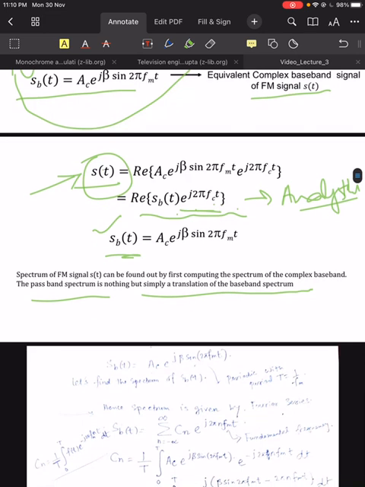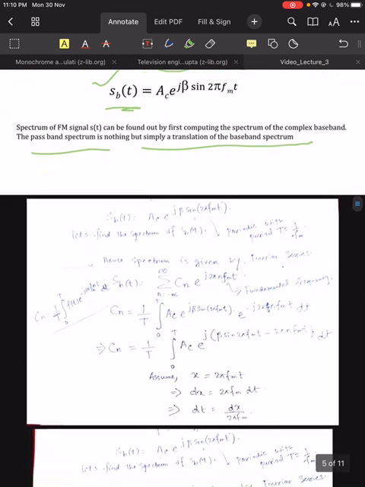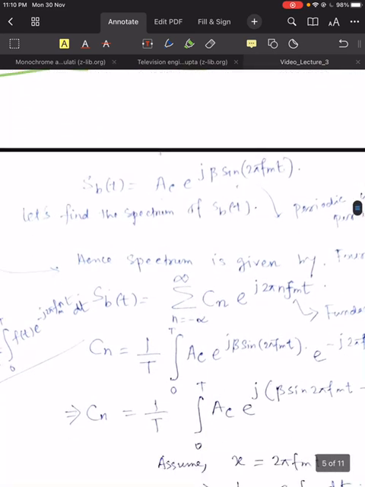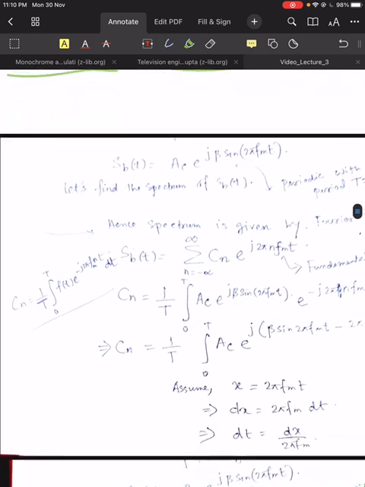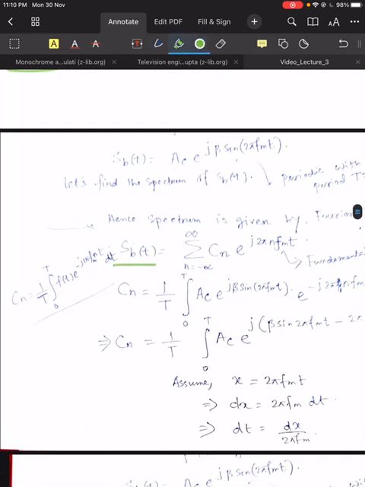Now let's see how we can find out the spectrum of this complex baseband signal. Here we can write s_b(t) as a Fourier series. This is the discrete, complex Fourier series expression: summation over n equal to minus infinity to plus infinity of C_n e to the power j 2π n f_m t, where f_m is the fundamental frequency.